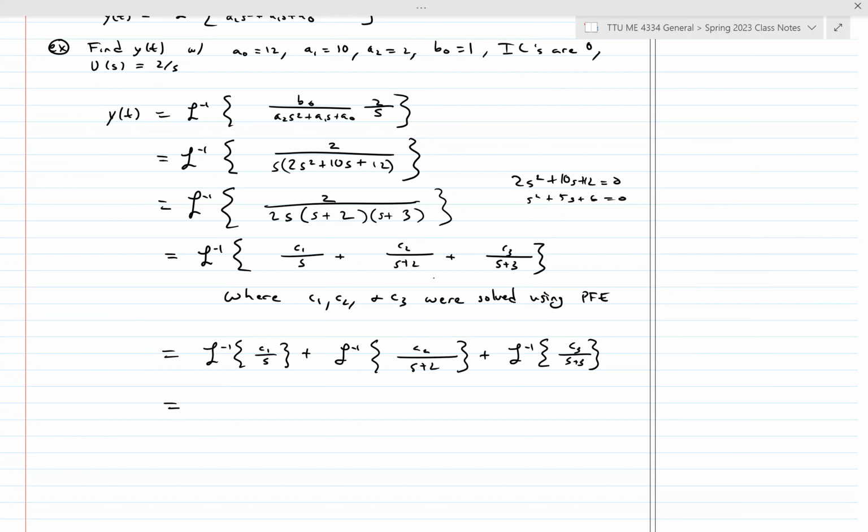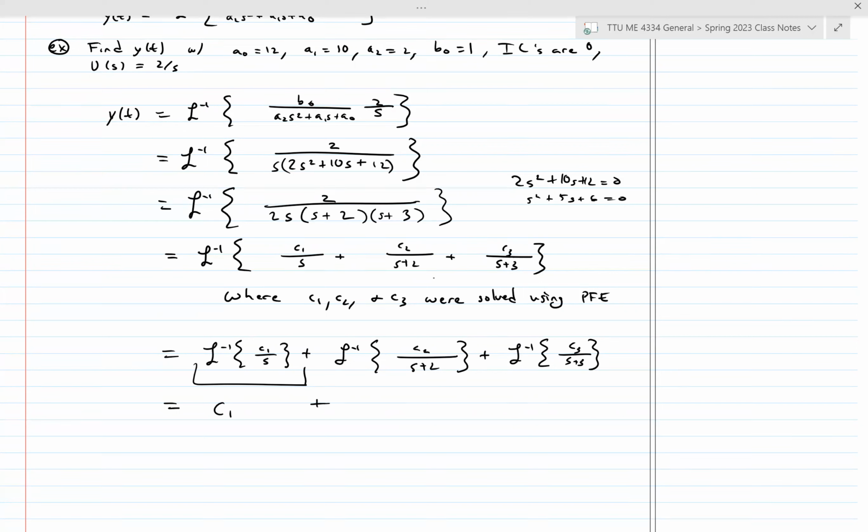How about folks online? What is the inverse Laplace transform? What is this part? Just C1, yeah, unit step, which is just a constant here. That'd be a unit step if C1 was a constant of 1, right? What about for the second piece?